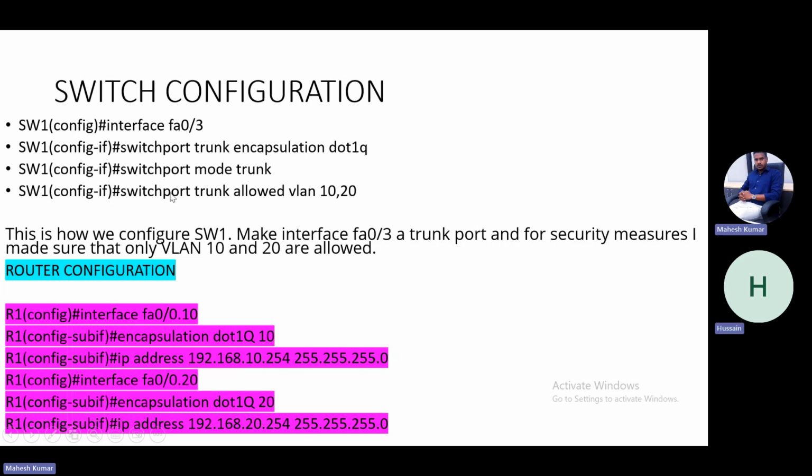After that, we can tell this interface, by using the command switchport trunk allowed VLAN, to filter. Let's suppose you have thousands of VLANs, but you don't want to allow the traffic of 30, 40, or some specific ones. In that case you can filter, allowing only 10 and 20, or you can use switchport trunk allowed VLAN all, which means each and every VLAN can communicate.